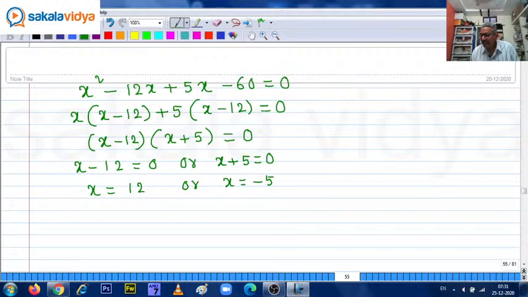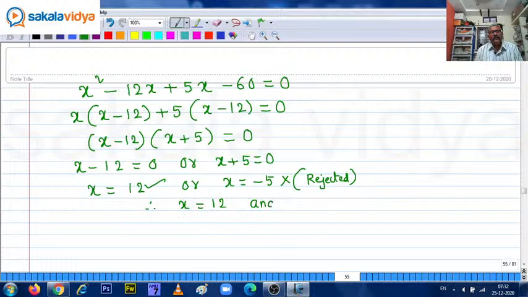Because the problem is related to the triangle, the lengths of the triangle cannot be negative. So that's why it should be neglected. We can reject it. Rejected, you can write it. So we need to consider the positive value. X is nothing but the base. X is equal to 12 is the base. Therefore x is equal to 12, and next we need to find out x minus 7. X minus 7 is equal to 12 minus 7, 5.